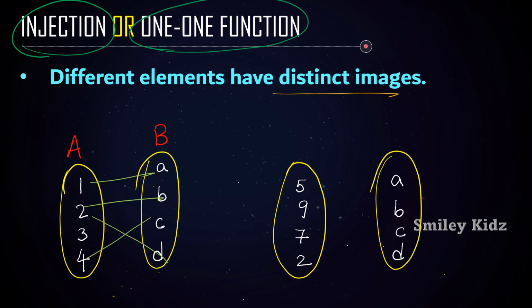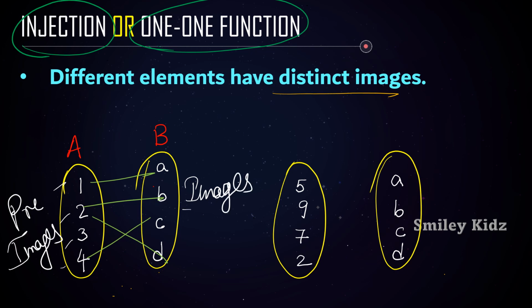Now if you look at this, 1, 2, 3, 4 are known as pre-images. And whatever elements are there in set B are known as images. That means A, B, C, D are known as images, and 1, 2, 3, 4 are known as pre-images. This is the basic thing that you have to know. Now what does this 1-1 function say? It says that different elements have distinct images.